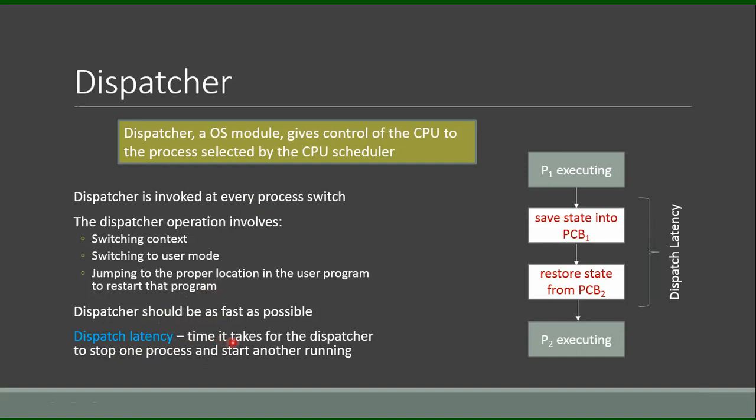Dispatch latency is the time that the dispatcher takes to stop one process and start another process. So this duration, the time that the dispatcher takes to save the context of the blocked process and to restore the context of the newly selected process, is known as dispatch latency. And dispatch latency should be minimized in order to increase the performance of the system.